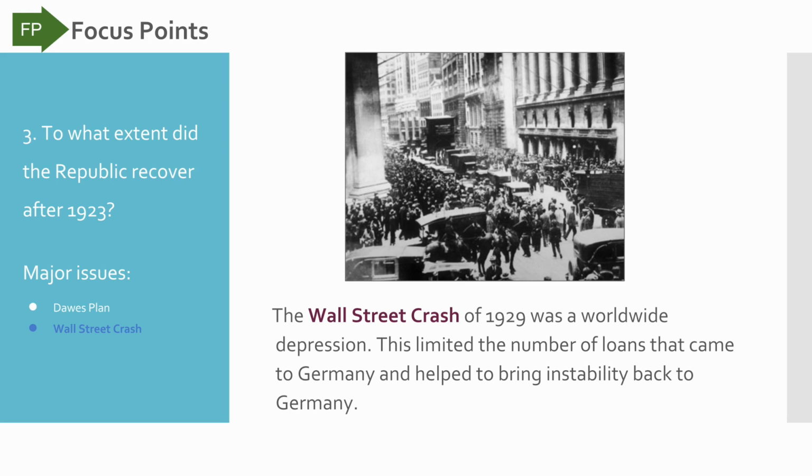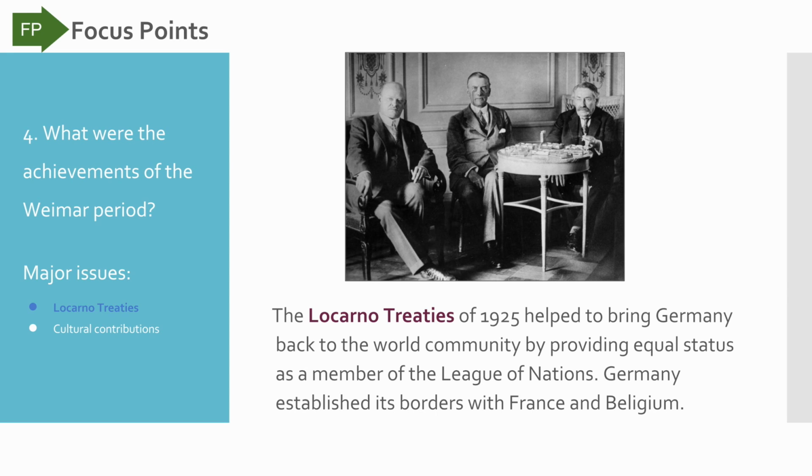Last but not least, let's take a look at focus point number 4, which is probably my favorite section. Specifically, well, I'll tell you a little bit more about that in a minute. The first major issue to talk about is the Locarno Treaties of 1925. Remember, starting in 1924, Germany begins to recover, starts to get back, and this is a series of treaties that essentially brings Germany back into the international fold, gives them back the respect they had lost during the First World War in the first years after the war was over, and essentially allows Germany to join the League of Nations and to resume its place in Europe.